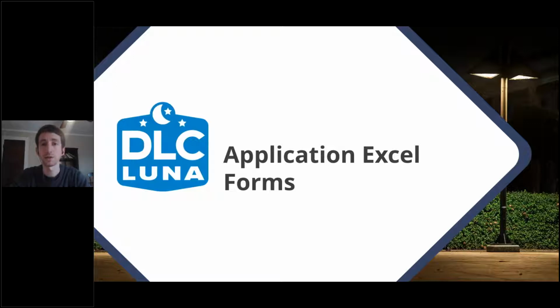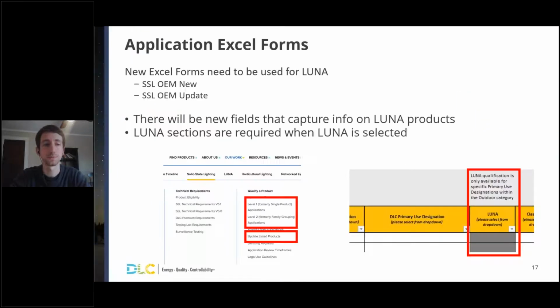So now that you understand a little bit more of the changes to the questionnaire, I'll walk through some of the changes to the application Excel forms. There are two new Excel forms for an SSL OEM new and SSL OEM update. And they're found on the website under our work, solid state lighting, and then selecting the appropriate application type, whether it's a level 1, level 2, or if you are updating listed products.